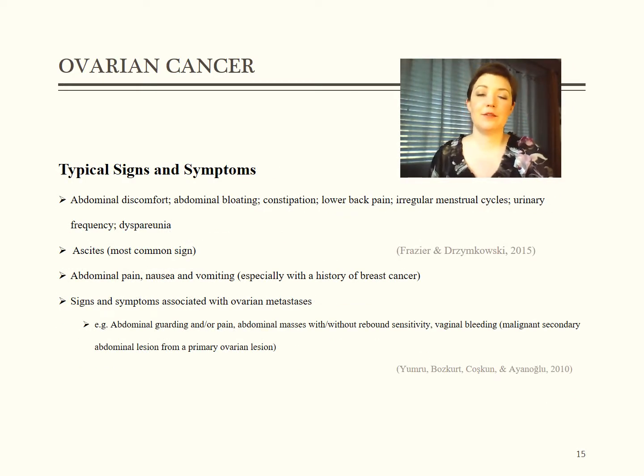Although signs and symptoms of ovarian cancer do not present until later stages in the disease, some patients do experience abdominal discomfort or bloating, constipation, lower back pain, irregular menstrual cycles, urinary frequency, and dyspareunia. Ascites, however, is one of the most common signs for ovarian cancer. A history of breast cancer may also be a precursor to ovarian cancer symptoms, such as abdominal pain, nausea, vomiting. In many cases, signs and symptoms are associated with secondary ovarian lesions in other parts of the body.